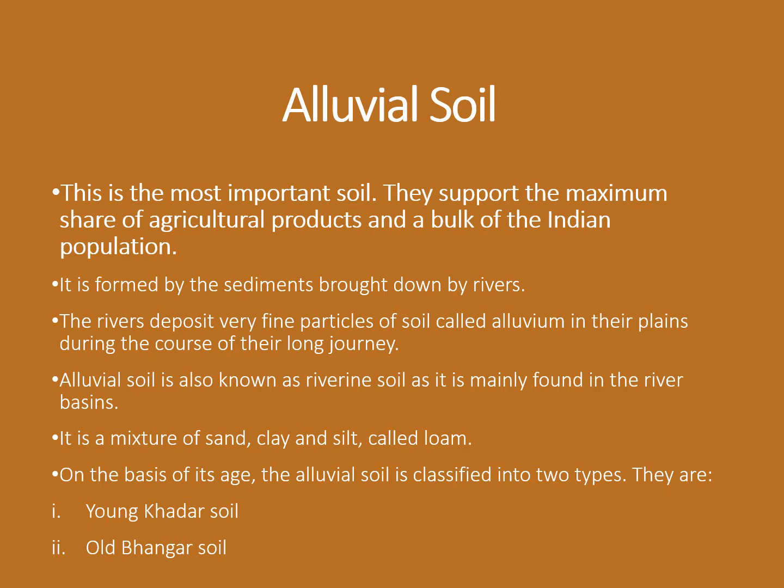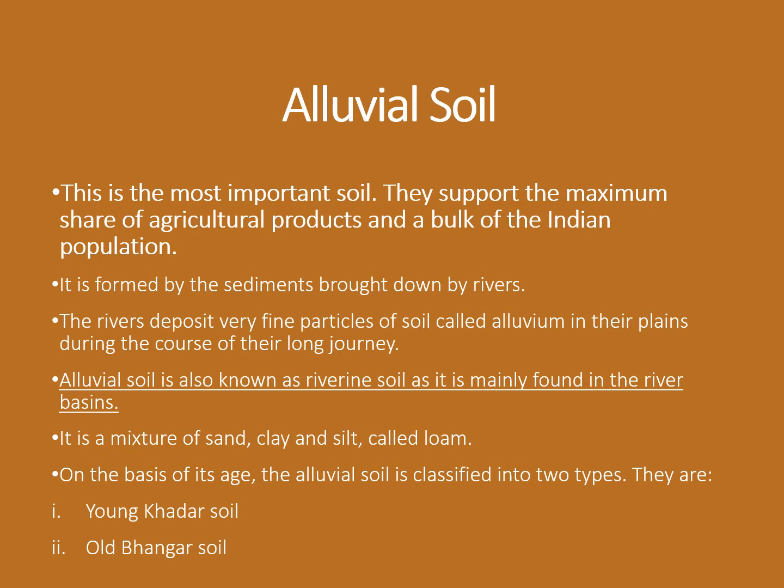Alluvial soil is also known as riverine soil because it is mainly found in the river basins. It is a mixture of sand, clay and silt called loam. These have been deposited by three important river systems, the Indus, the Ganga and the Brahmaputra. These soils occupy 40% of the land area. The entire northern plains are made up of these soils.